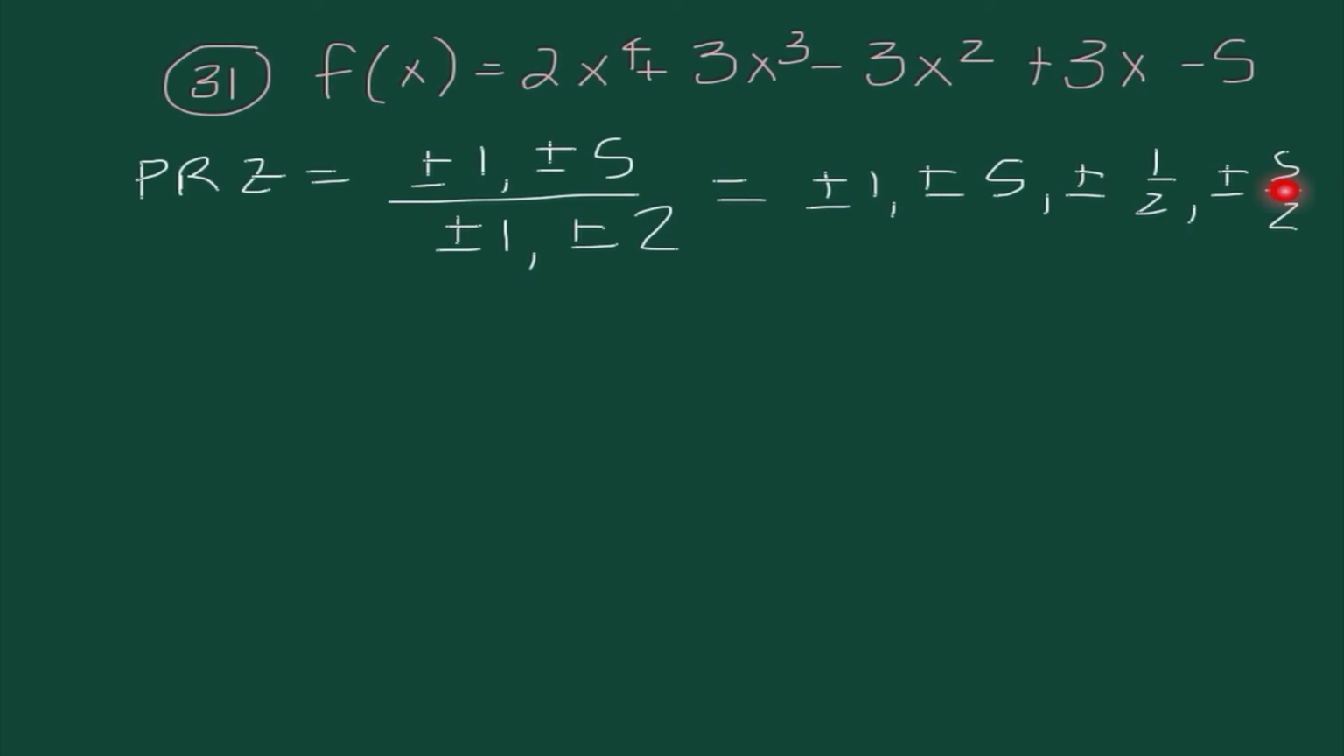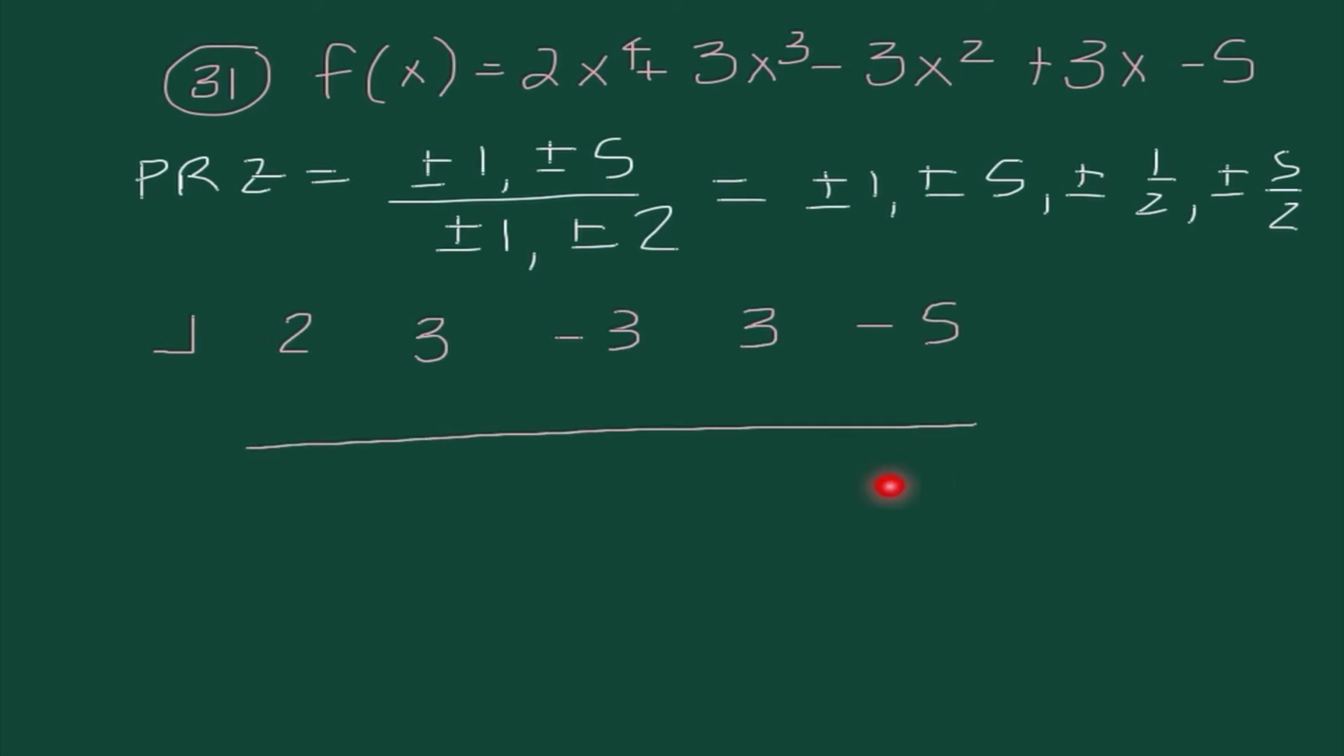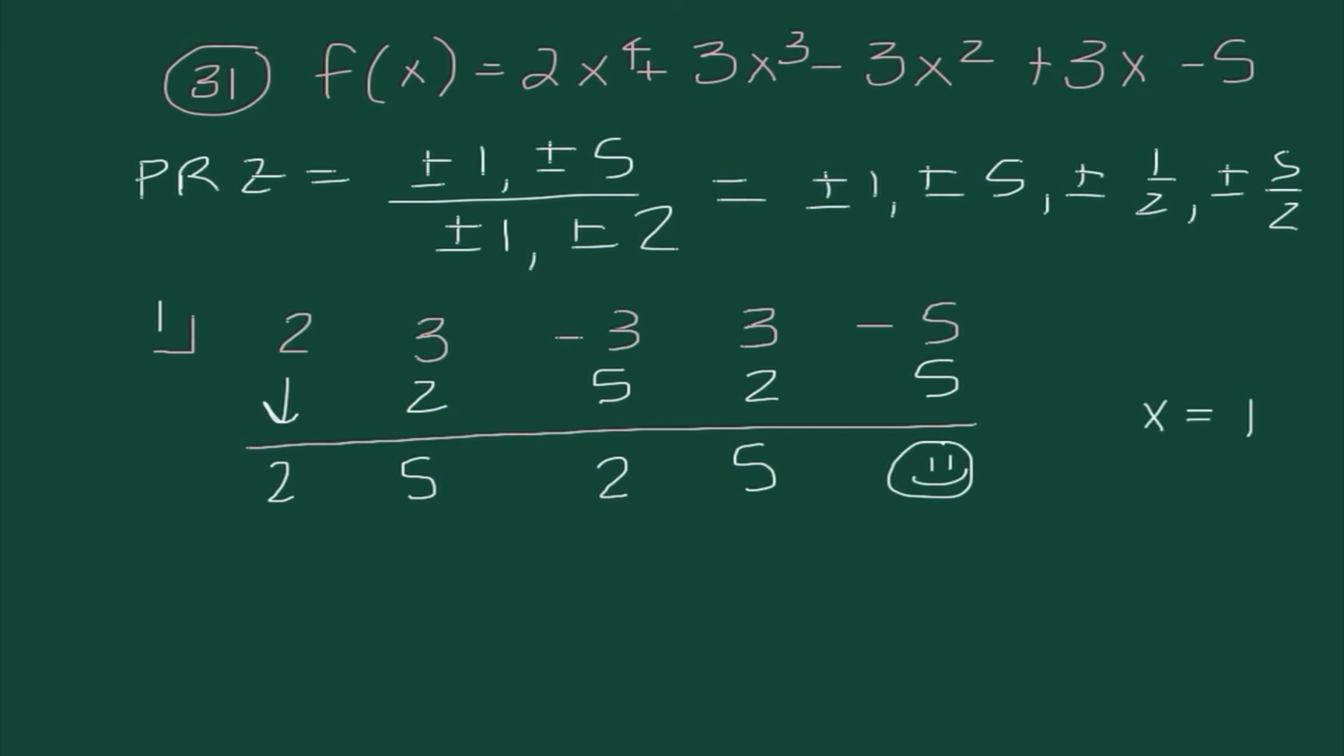On the test, there will definitely be some questions pertaining to possible rational zeros, so we need to know how to find them. Okay, now I'm going to go ahead and write out my line of coefficients. We know something is going to work if I end up getting 0 as my remainder. So I'm going to start by trying 1. So if I bring 2 down, 2 times 1 is 2, I get 5. 5 times 1 is 5, I get 2. 2 times 1 is 2, I get 5. 5 times 1 is 5, and I get 0. So I am happy because I know x equals 1 is going to be one of my zeros.